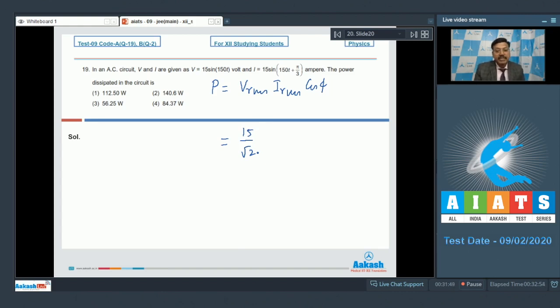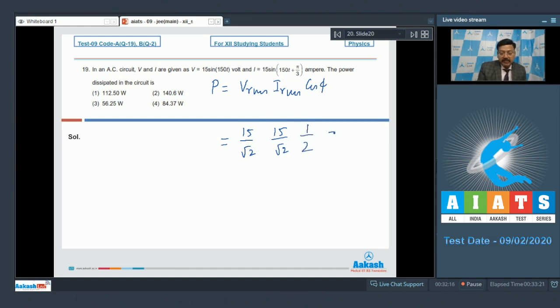What about I RMS? Well, I RMS is also 15 by root 2, but this time this is in ampere. The peak current is 15 ampere, and so I RMS is 15 by root 2 ampere. And what about cos phi? Well, phi is pi by 3. It's very clear that the phase difference between the current and voltage is pi by 3. So cos phi is cos pi by 3, and cos pi by 3 is 1 by 2.